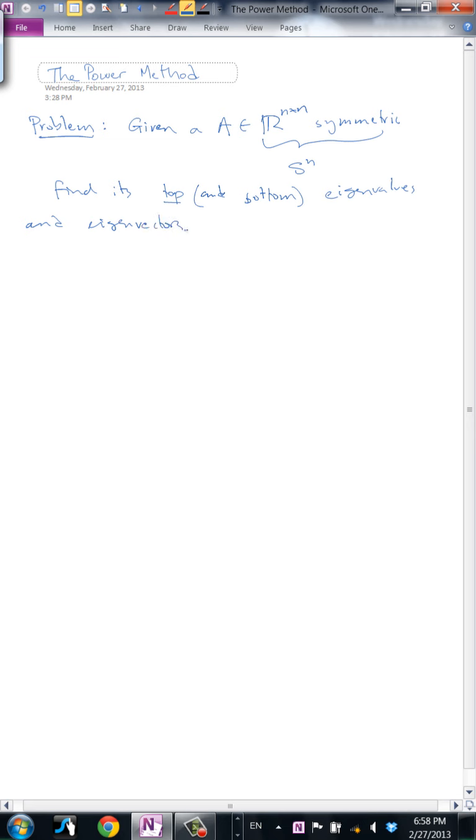We've seen several times in this class why we might want to do this. So this class is about a particular and very simple way to do this, called the power method, or sometimes called the power iteration.